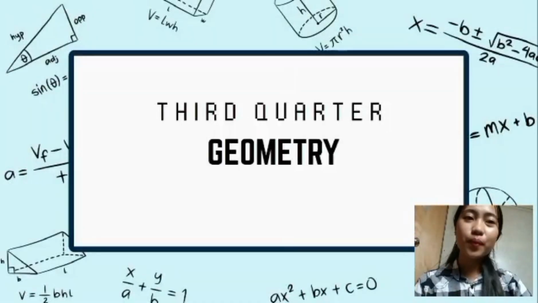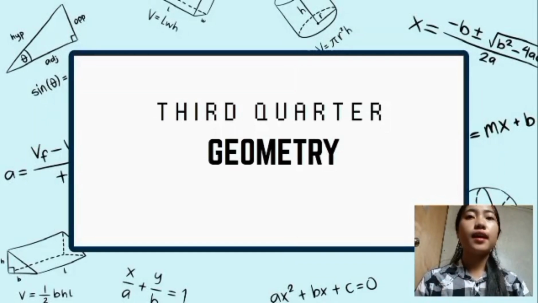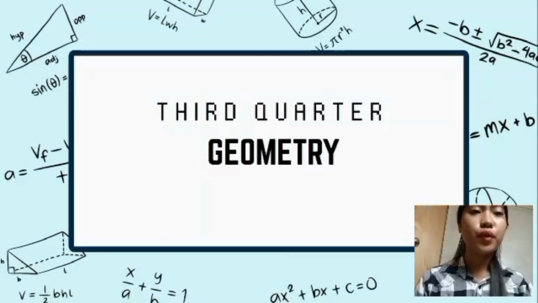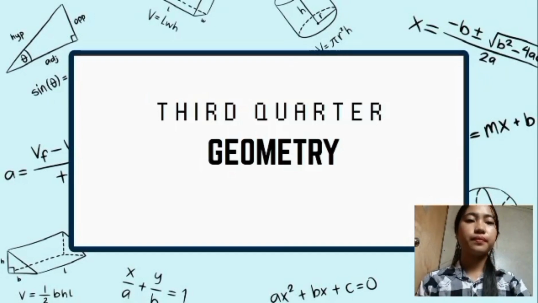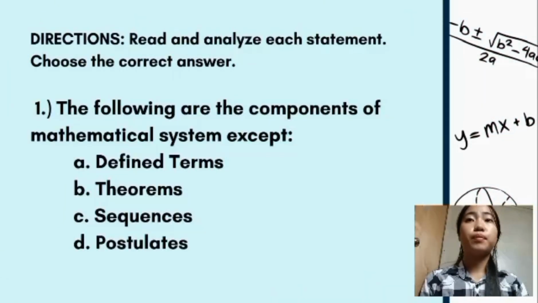So, hello everyone, good day. This is Miss May, and I will continue discussing the third quarter, which is a topic about geometry. At the end of this lesson, you'll be able to learn about the four components of the mathematical system. Before we get to that, let's start with a question. First, it's important to read the directions. Read and analyze each statement and choose the correct answer.